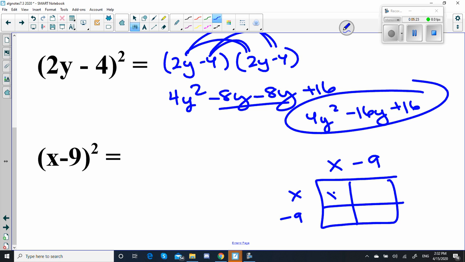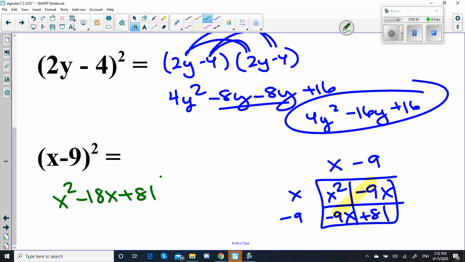X times x is x squared. X times negative 9 is negative 9x. Negative 9 times x is negative 9x. And negative 9 times negative 9 is positive 81. These two here can be combined just like normal. So x squared minus 18x plus 81 is my answer.